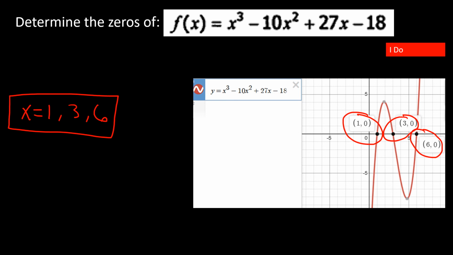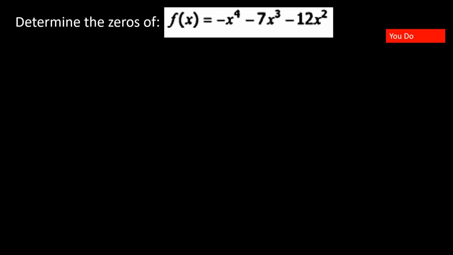And lastly, the last problem that we'll have here, you'll do the exact same thing. You'll plug this into Desmos. Just look where your graph crosses the x-axis and identify those points.